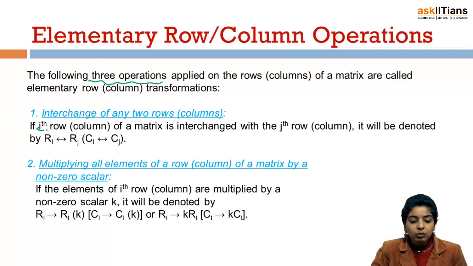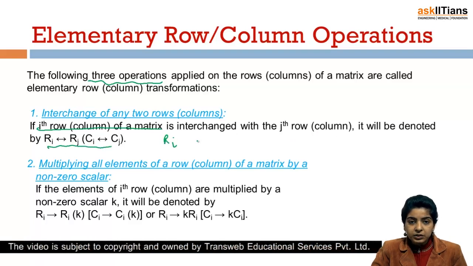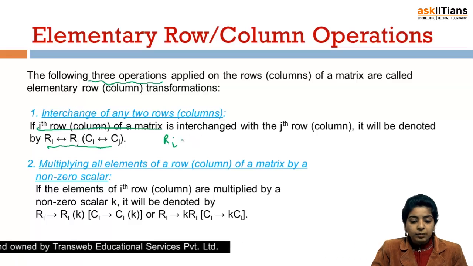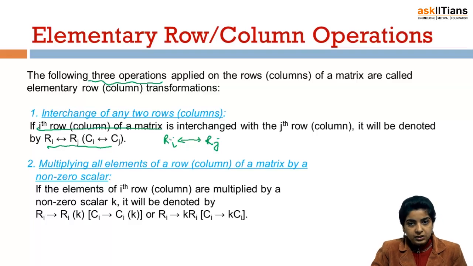If the ith row of a matrix is interchanged with the jth row or column, then it will be denoted by this. So what do I mean by this? I write down Ri, which means the ith row, double-sided arrow Rj. Rj means the jth row. This double-sided arrow indicates that the ith row becomes the jth row and the jth row becomes the ith row, or the ith and the jth rows get interchanged.